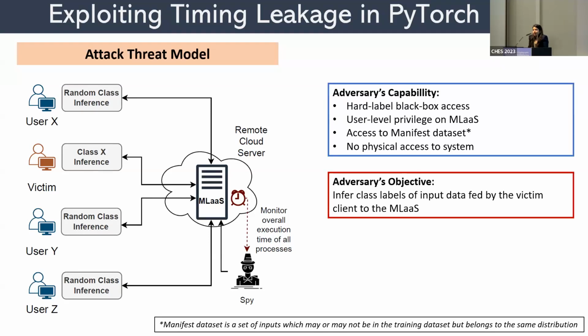And these are the capabilities. The adversary has hard-label black box access to the same model accessed by the victim. It has user-level privilege on the MLaaS, and it also has access to a manifest dataset, with no physical access to the system. The objective of the adversary is to infer the class labels of input data fed by the victim client to the MLaaS.